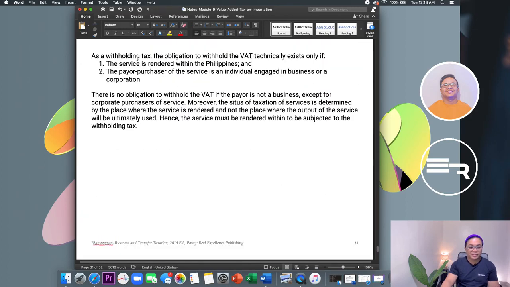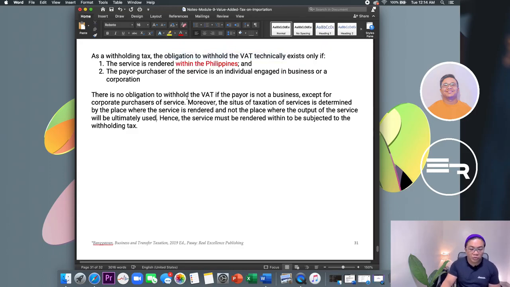As a withholding tax, the obligation to withhold the VAT, again, technically exists only if the service is rendered, guys, highlight that, within the Philippines. The payer or purchaser of the service is an individual engaged in business or a corporation. This is what must exist in order for you to withhold VAT.